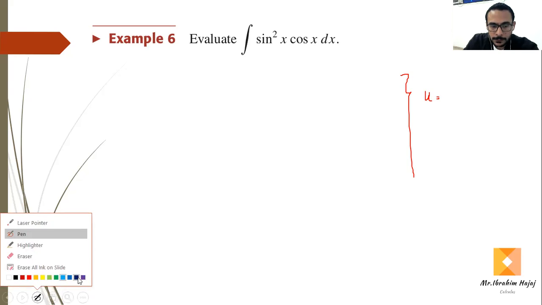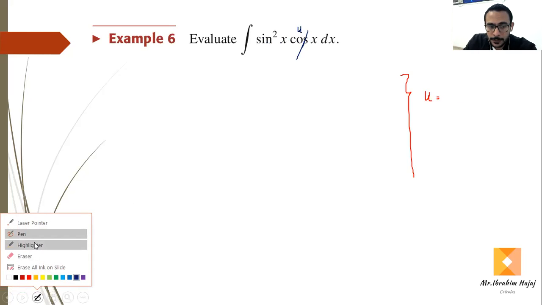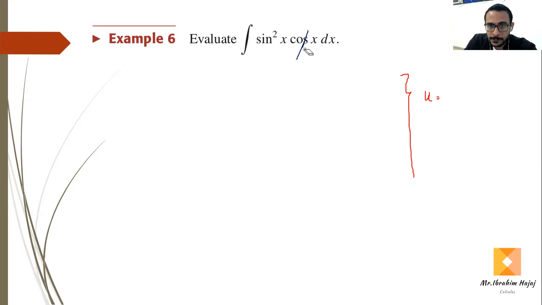U here is, sine or cosine? Wait, give me 1 minute, please, Mr. I think cosine x is U. If cosine x is U, then sine, no. So still sine squared. Sine x is U. Okay, yes, so U equals sine x.